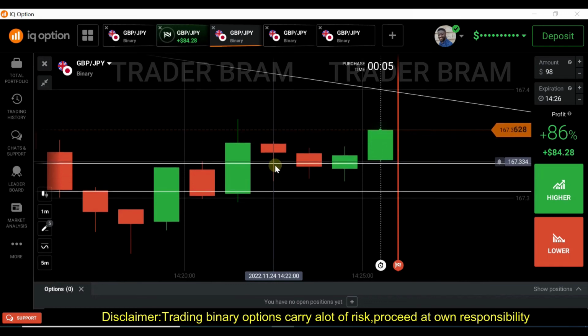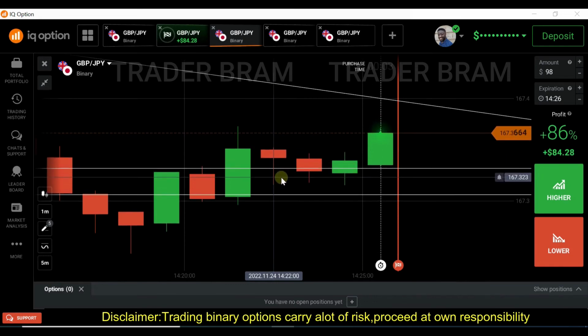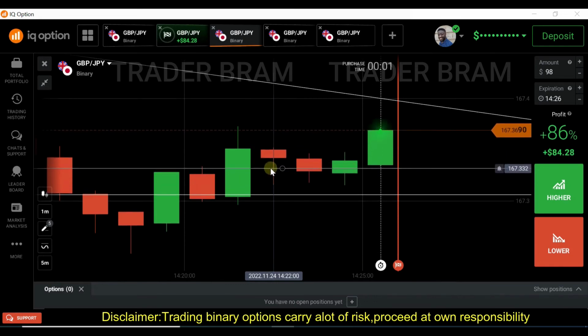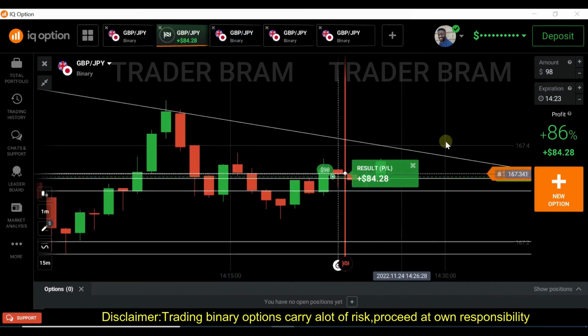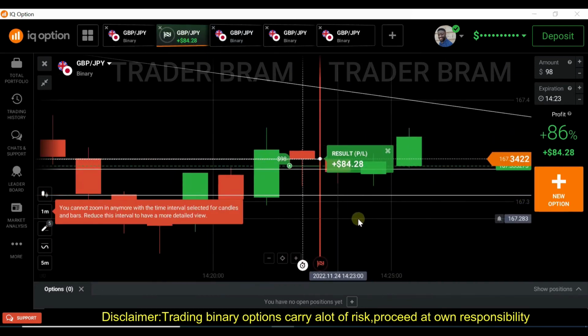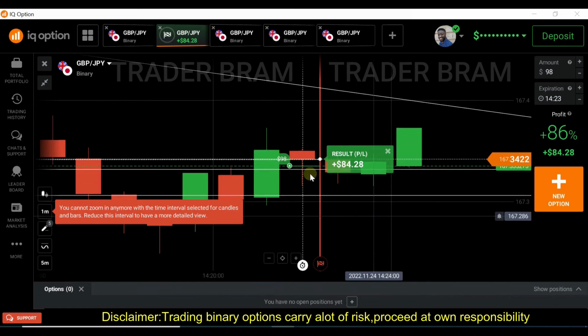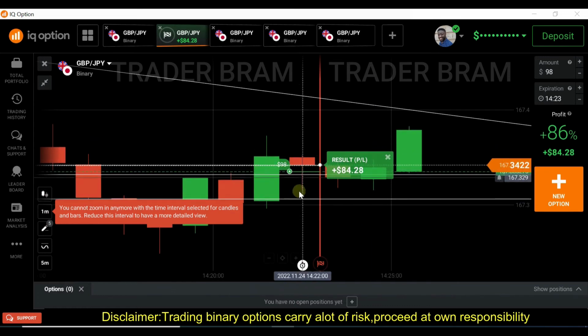So you need to be very careful with your entry points. Here I was trying to find a level for me to enter. So I waited for an entry point on this level of support and resistance. And this is a trade. Though we did not get the perfect entry point, I expected the market to close above this level of support and resistance. So I took that trade.